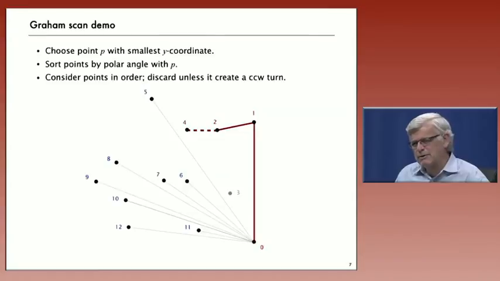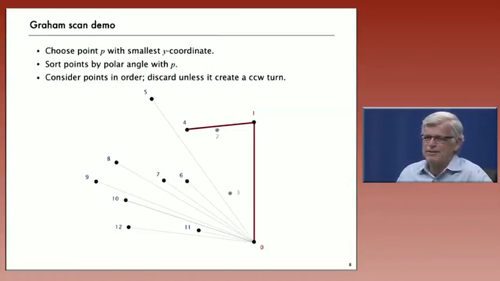So, what about the angle from 1 to 2 to 4? That's not counterclockwise either. That's turning the wrong way. That's turning to the right. So point 2 can't be on the convex hull either. And indeed, if you just draw the line from 1 to 4, you can see that 2's inside. So there's no way it could be in the convex hull. That's essentially the proof that you have to have a counterclockwise turn. So now we go on to 5, turning the wrong way. So point 4 can't be on the convex hull.